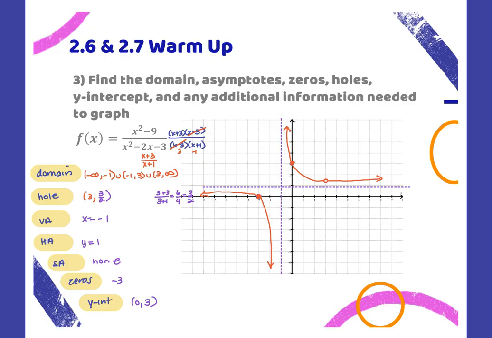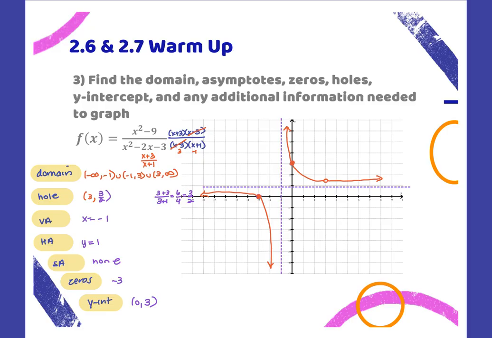So I plotted the horizontal asymptote, the vertical asymptote, the 2 points, which were the 0 and the y-intercept, and then the hole is a point. So I plot it. My graph has to pass through it, so I didn't need any additional information this time. But again, if I did, I would just plot a point.